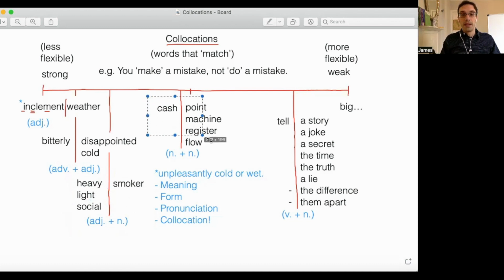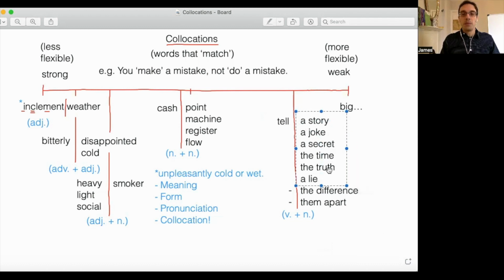You have noun and noun combinations. So, for example, a cash point or cash machine, which is a bit more of a British English way to describe an ATM. Then you have the verb and noun category. And you can see here that on this side of the spectrum, we start to have more options with this particular verb. So you can tell a story, tell a joke, a secret, the time.